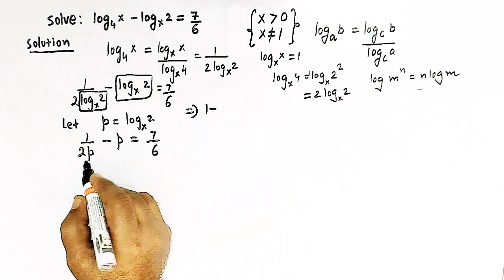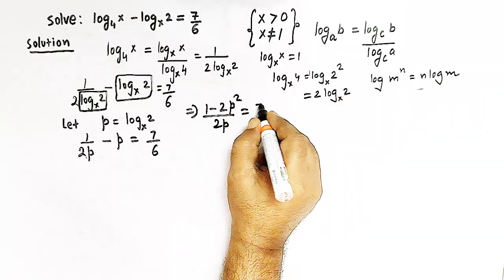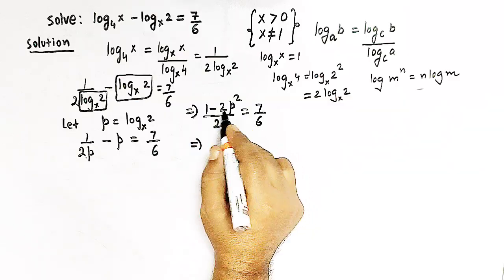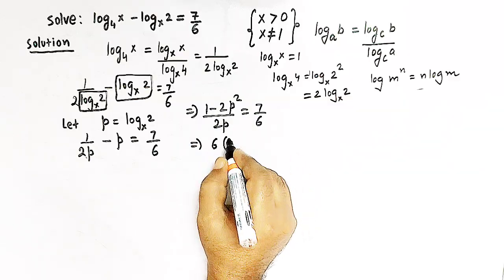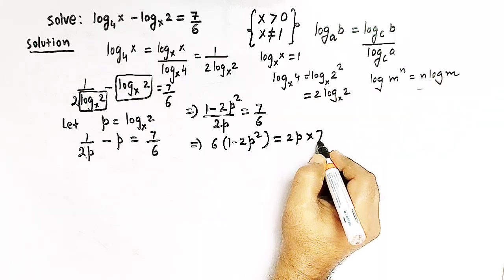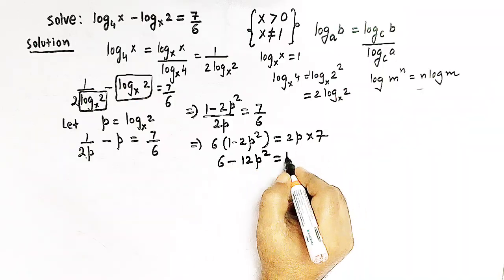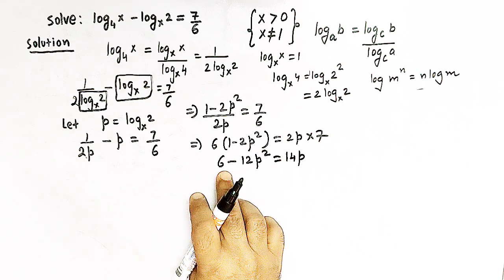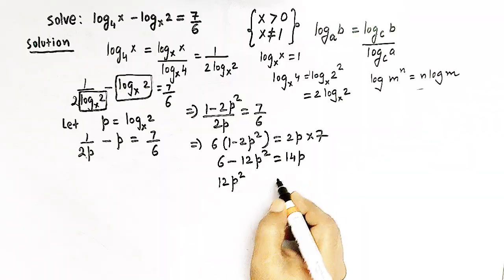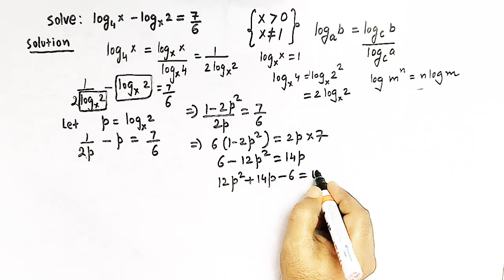So we have 1 minus 2p square over 2p is equal to 7 over 6. So now we can write, taking the cross multiplication, 6 times 1 minus 2p square is equal to 2p times 7. So we have 6, then we have minus 12p square, here we have 14p, right? So now we can rearrange the terms here. So we have simply 12p square plus 14p, and then we have minus 6 is equal to 0.